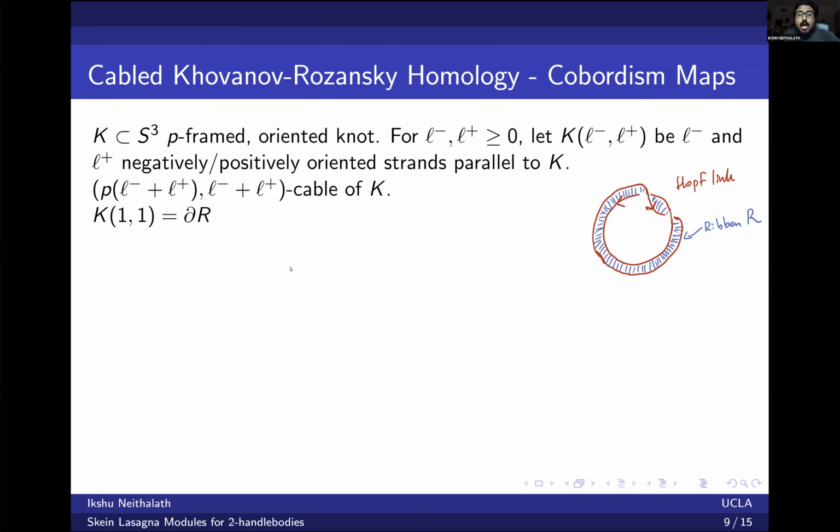Okay, so for example, if I'd done K of 2, 0, that's the same cable. It would still be the Hopf link, but since both components would go in the same direction, it wouldn't be the boundary of this ribbon as an oriented manifold. That's why I like this K of 1, 1 a little bit better than some other orientation on this Hopf link.